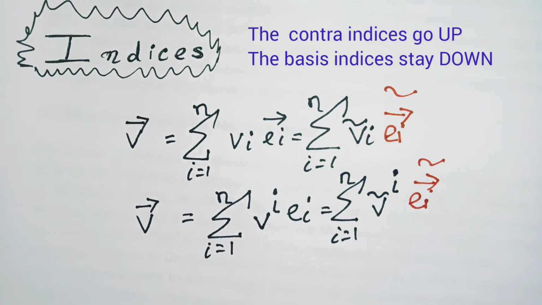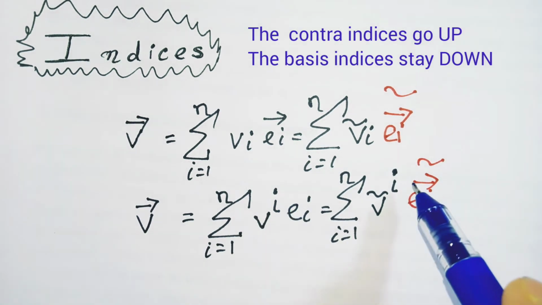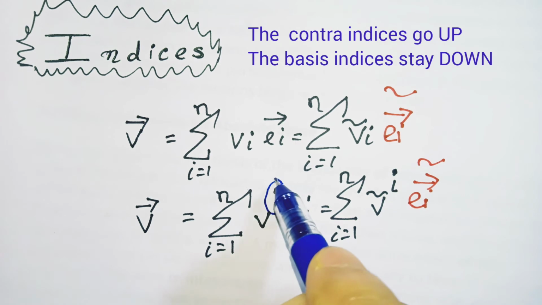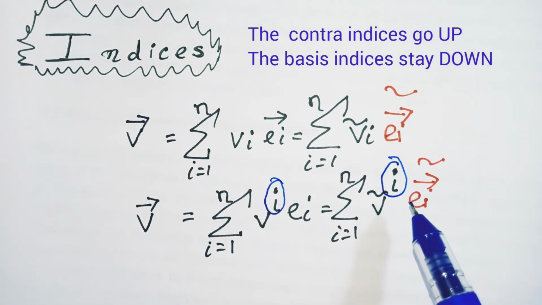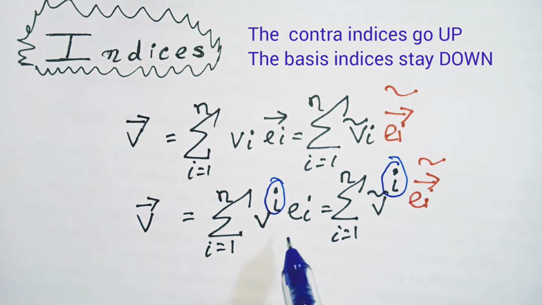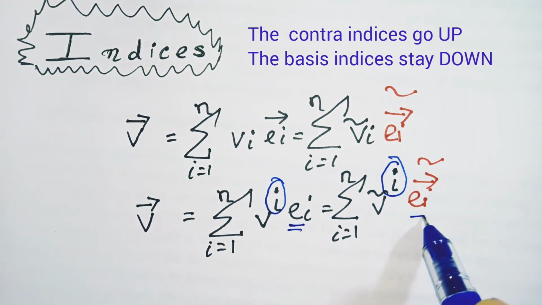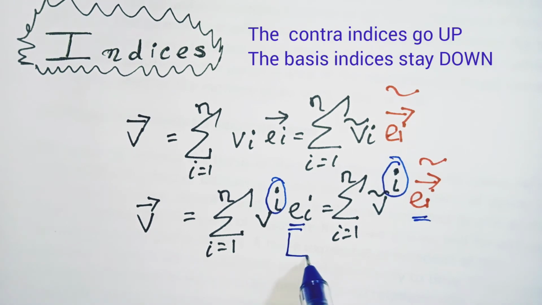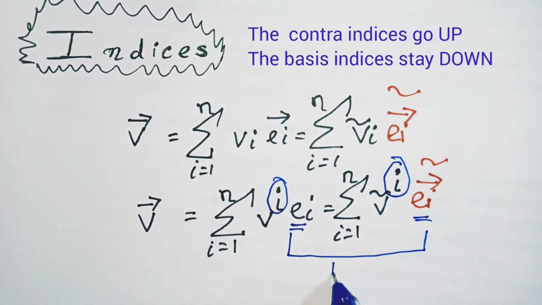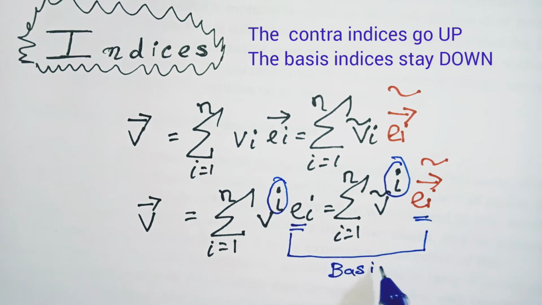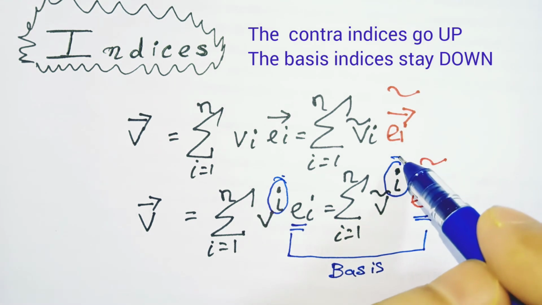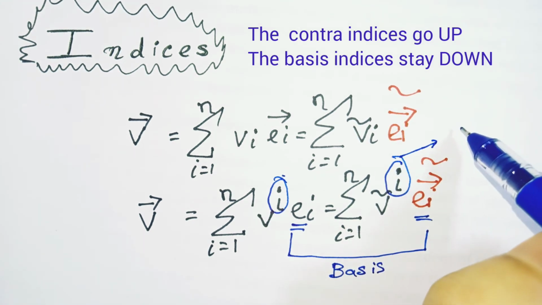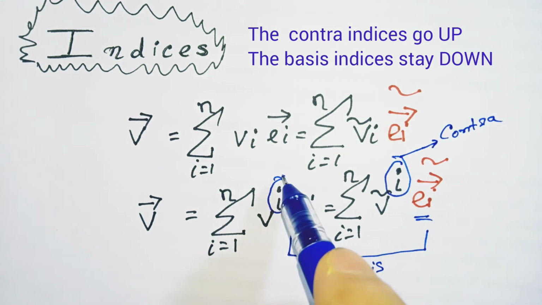that the indices do change. This one which has gone up and this one which has gone up, let me circle it for you. These two mean that they are contravariant vectors, where the basis vectors will stay at the bottom, this one and this one. So you can call these two the basis vectors, and these two, I don't have space, but I can just show an arrow, are contravariant vectors, contra. This one and this one.